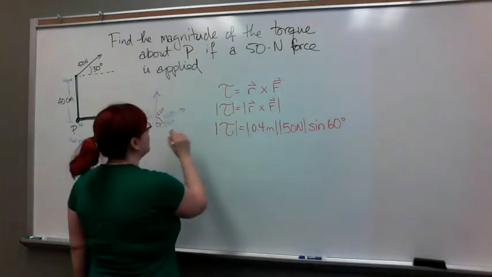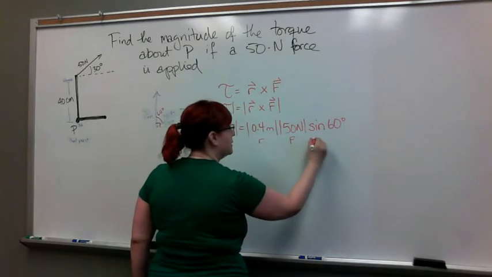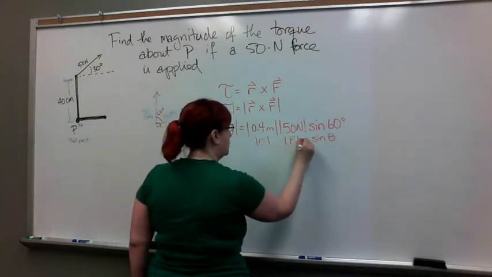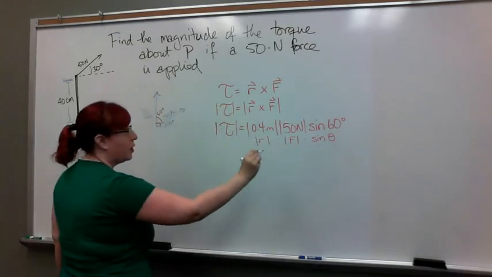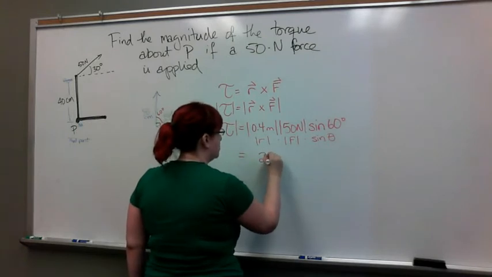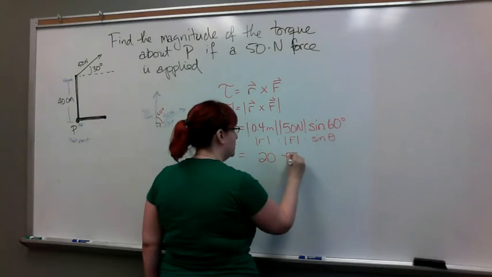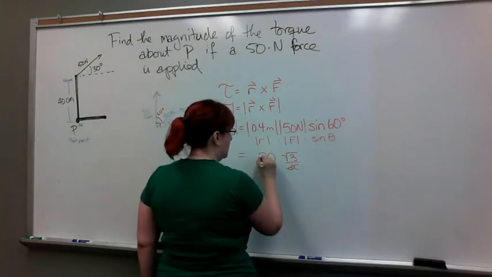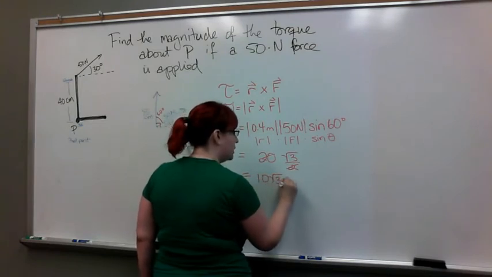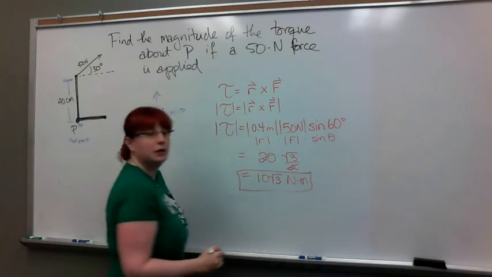So as you see here, I've plugged in my values. So this is my R, this is my F, and this is my sine of theta. And I'm multiplying them all together. So doing the mathematical equation, I get 20 times the sine of 60 degrees is root 3 over 2. And I get an answer of 10 root 3 Newton meters. And there you go.